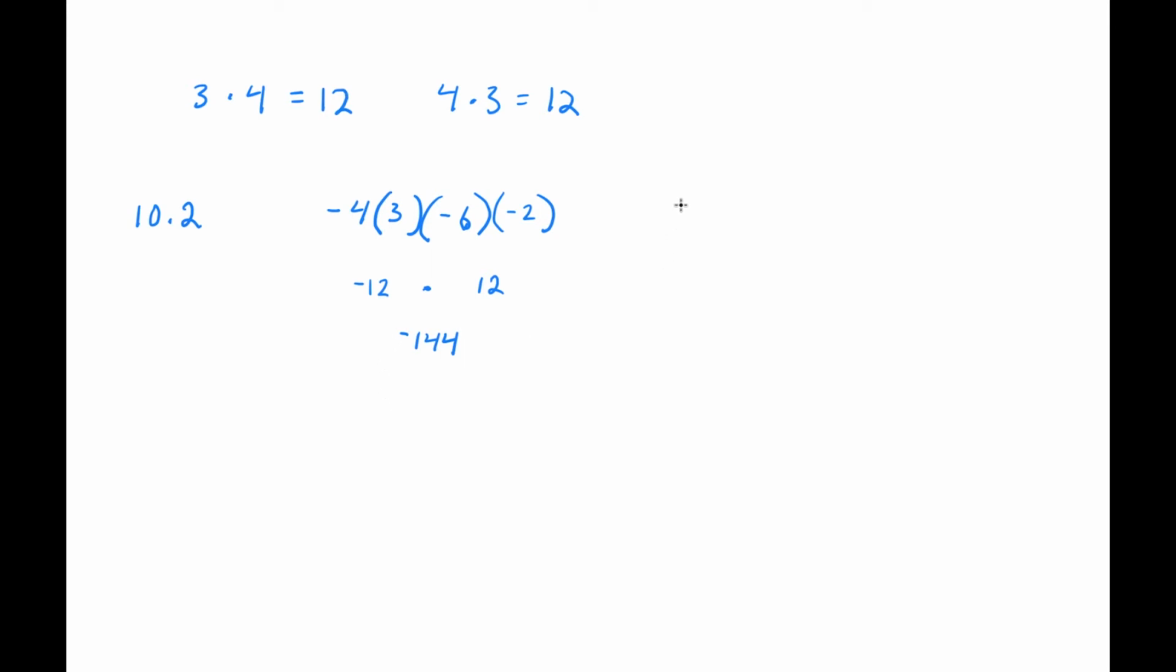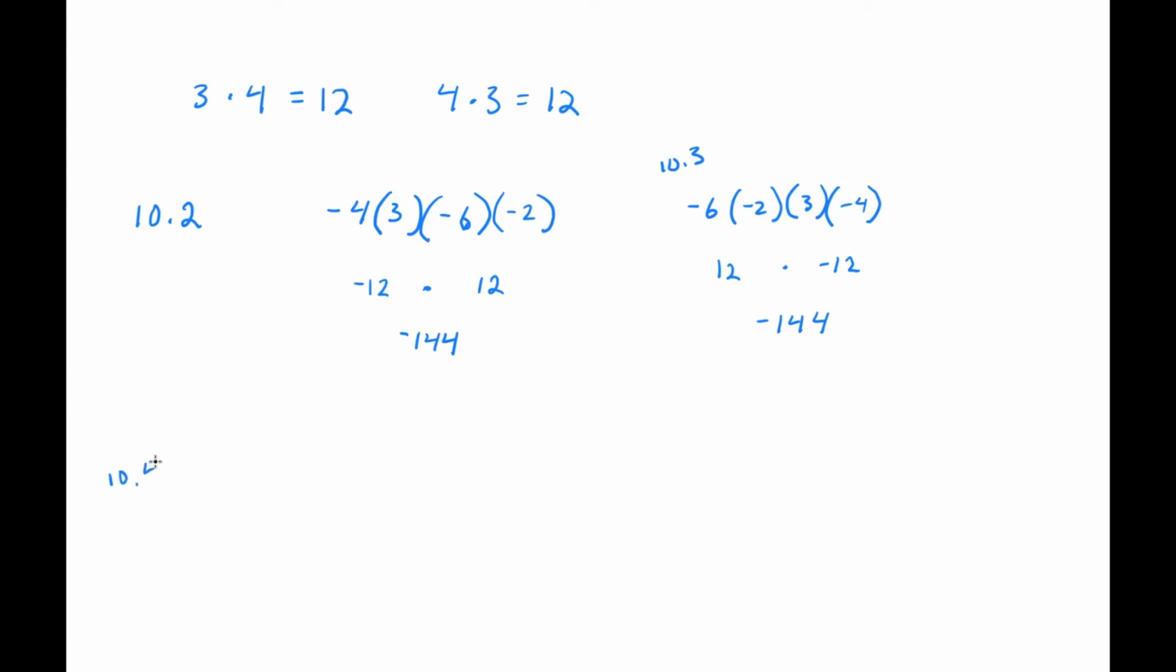All right, so if we did this in a different order, let's say we did negative 6 times negative 2 times 3 times negative 4. What do we get? The same thing. All right, we get positive 12 times negative 12. Same answer, negative 144, right? Get the same thing. This is 10.3.